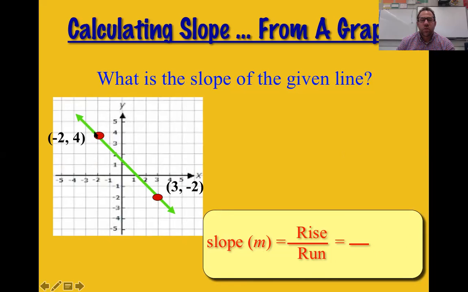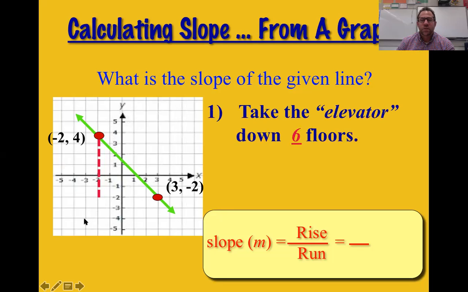So let's start here. We always read left to right. So I'm going to start here, but I can't travel down the line. I've got to travel vertically. I've got to make my triangle. So I'm going to go down 1, 2, 3, 4, 5, 6, right? So I went down 6. I took the elevator down 6 floors, and then I'm going to go 1, 2, 3, 4, 5.